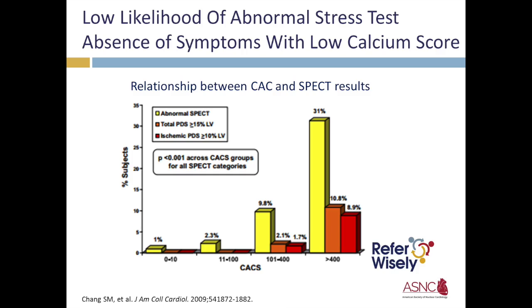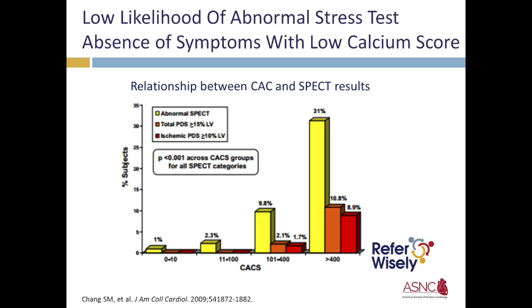And as you can see here, when patients have a score of greater than 400, there is a significant prevalence of abnormal myocardial perfusion scan, 31%. There are 10% of patients who have a total perfusion defect greater than 15%, and 8.9% of patients who have an ischemic perfusion defect of greater than 10%.